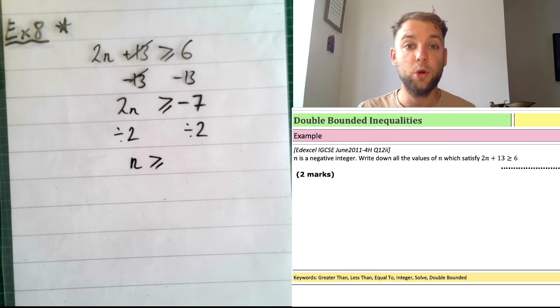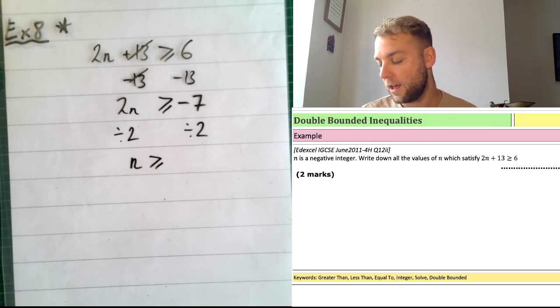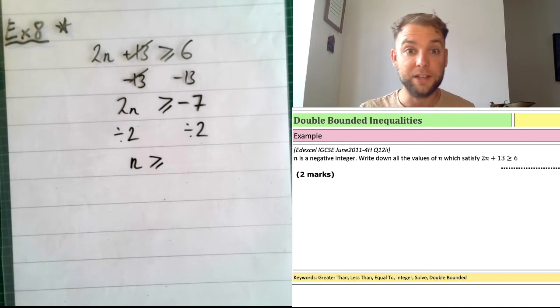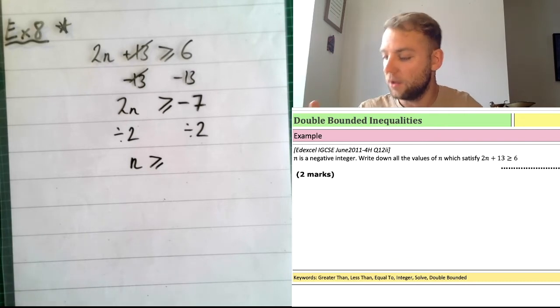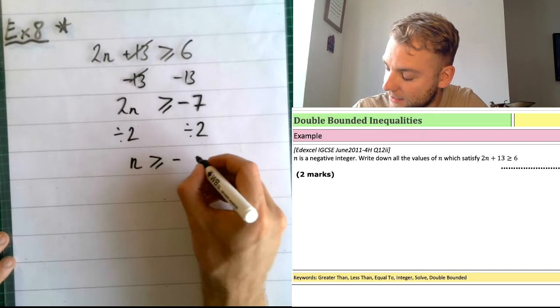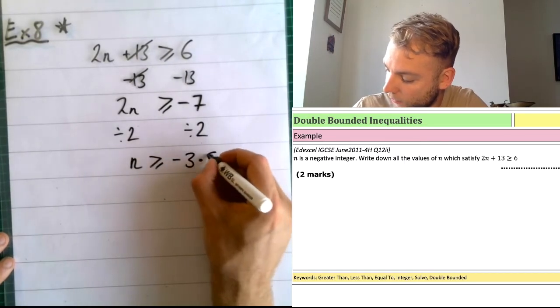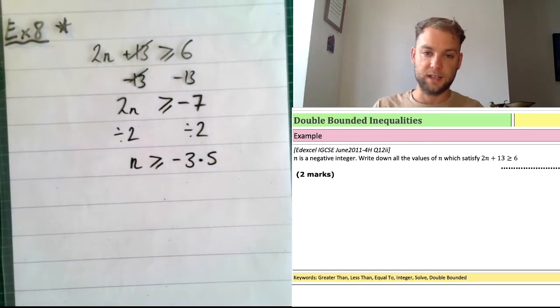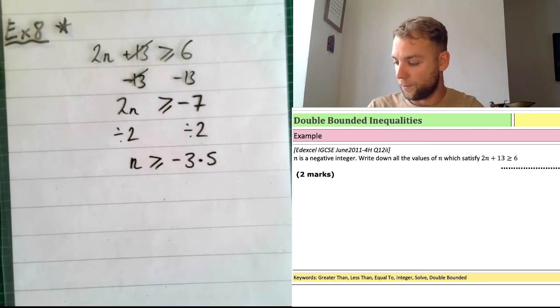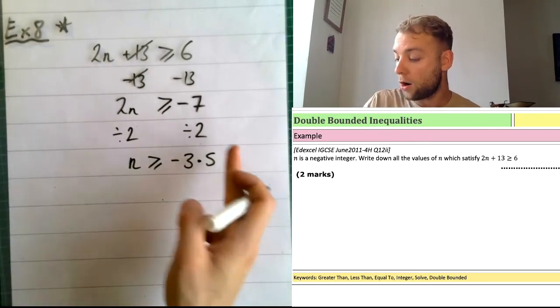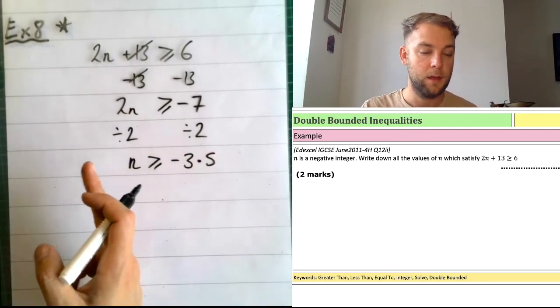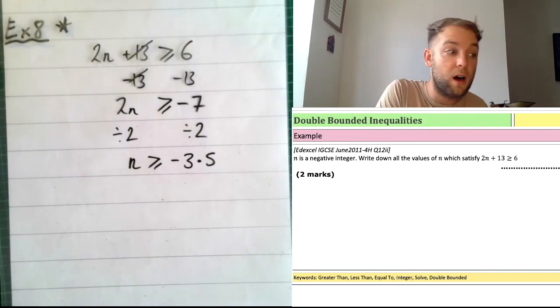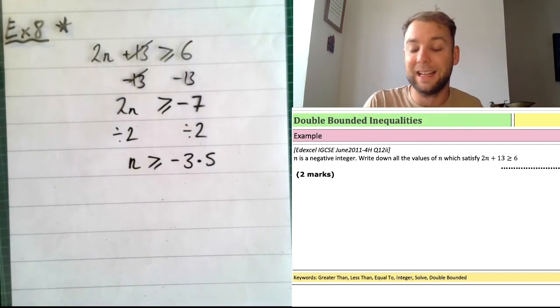So divided by 2, 2n divided by 2 is just n, which is greater than or equal to negative 7 divided by 2. Again, you could write this as a fraction, but I'm actually just going to write it as a decimal for now. So half of negative 7 is negative 3.5. Okay, half of negative 7, or negative 7 divided by 2. Brilliant. So we've got our inequality here, but we've got to think about that first part again, which shows that n is a negative integer.